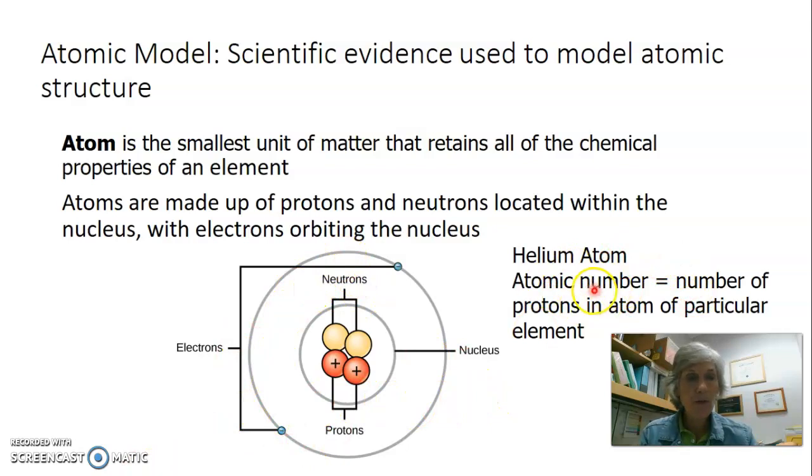Alright, and just to go over atomic number real quick, that is always going to be the number of protons that are present in an element, and each element has its own unique atomic number. So can you guys tell me what is the atomic number for helium? Yes, count them, 1, 2, so the atomic number is going to be 2.